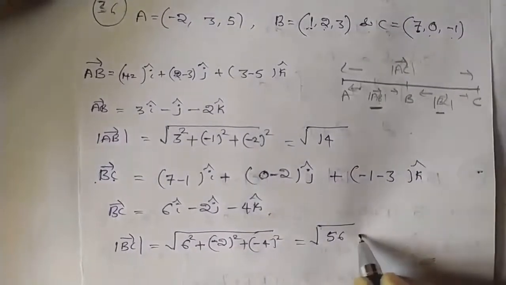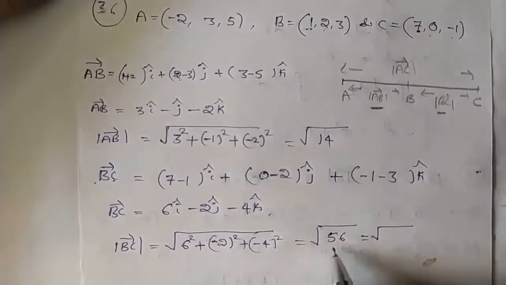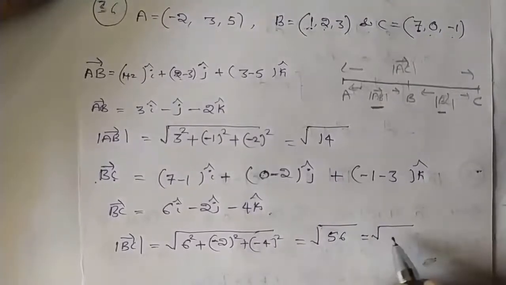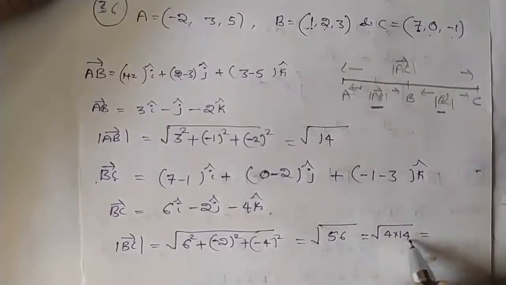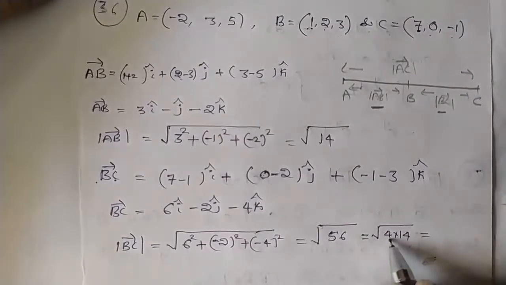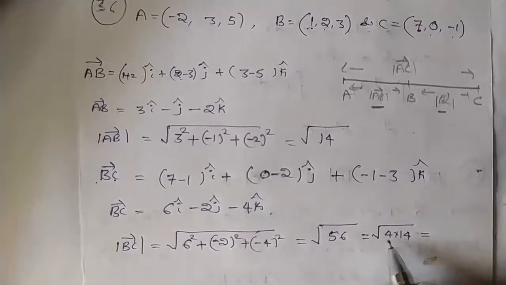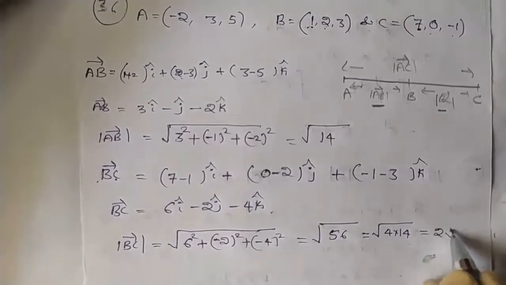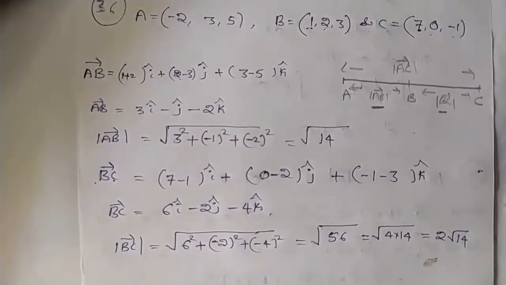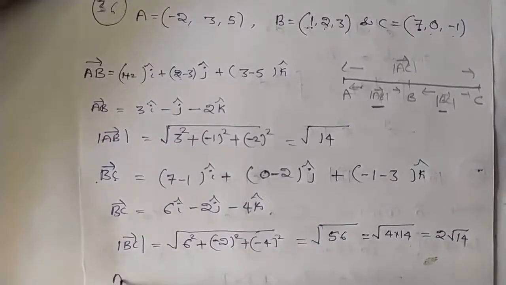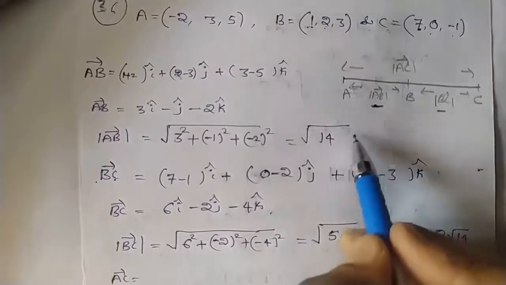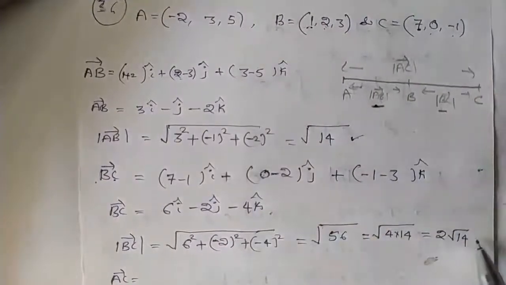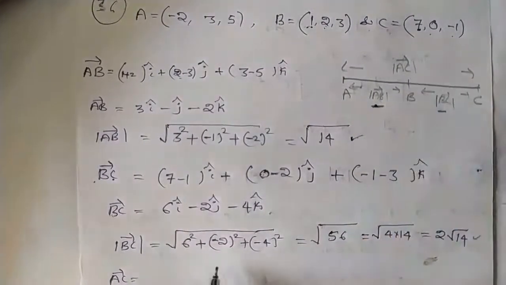Let us simplify it in the simplest form. Root 56 can be written as root of 4 into 14. 14 fours are 56. Inside the root it is 4. What about outside the root? It is 2. So 2 into square root of 14. Now find out the vector AC. AB vector is done, BC vector is done. Next, AC vector.